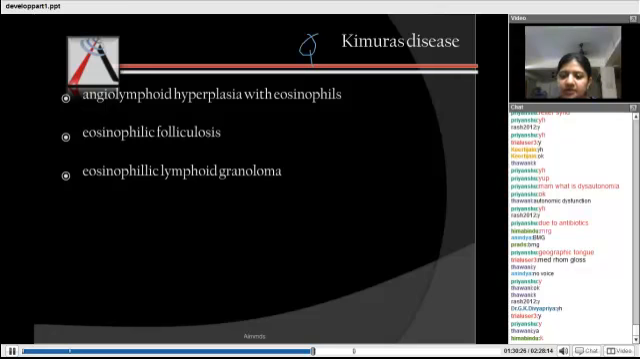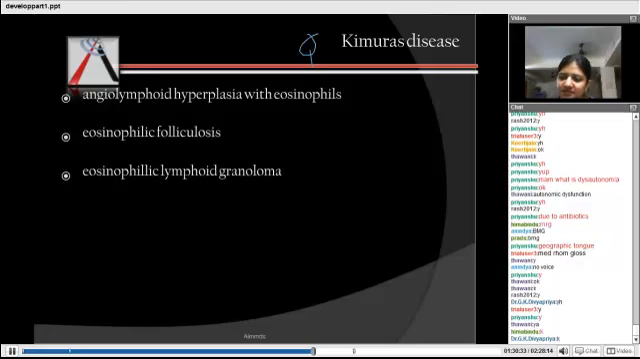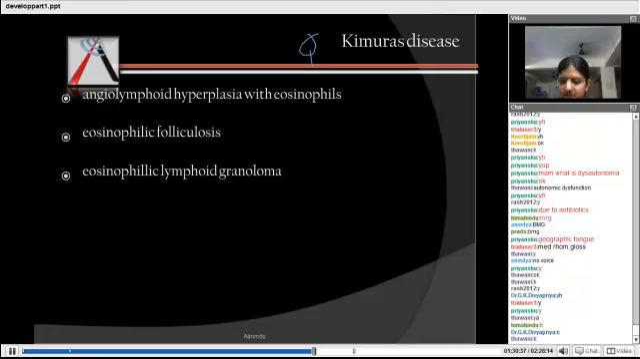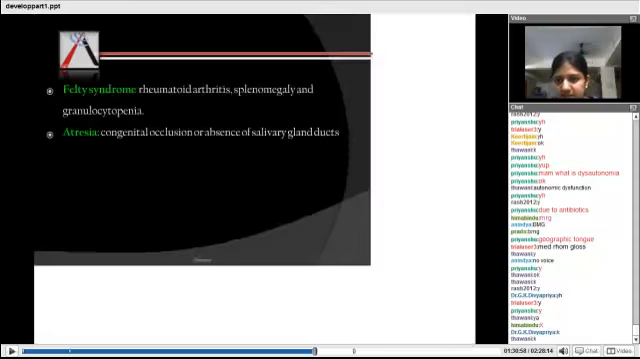I hope you understood it. It is hyperplasia of the lymphoid tissue with eosinophil infiltration. You will find eosinophils in the vascular endothelium as well as eosinophils in the lymphoid tissue. So overall, there are a lot of eosinophils. This is again a chronic inflammatory disorder. So you have eosinophilic folliculosis, eosinophilic lymphoid granuloma, angiolymphoid hyperplasia. So you find a lot of eosinophils.